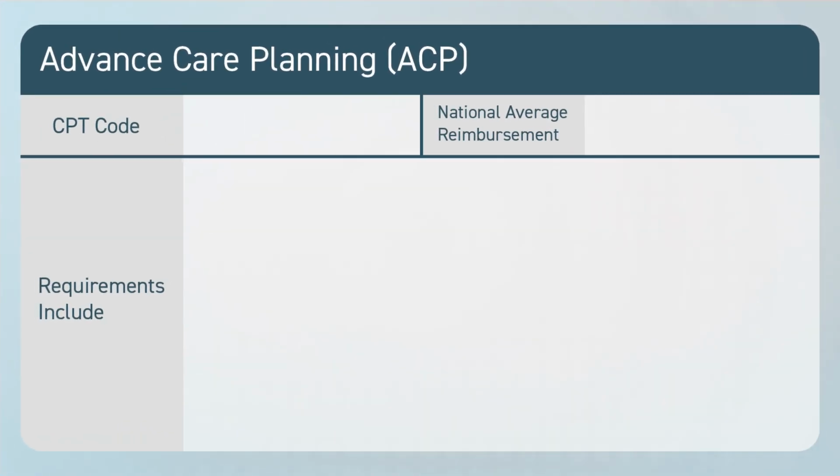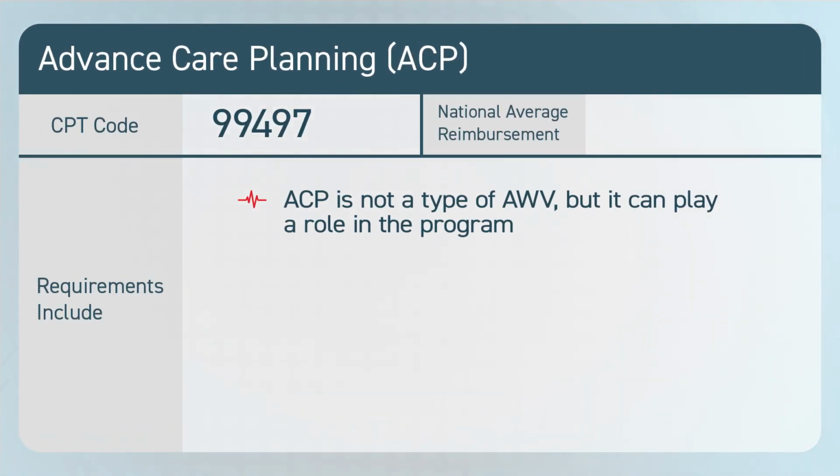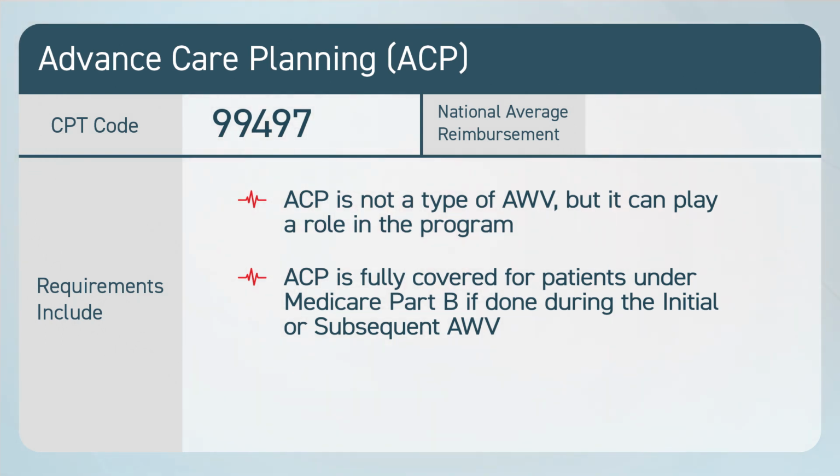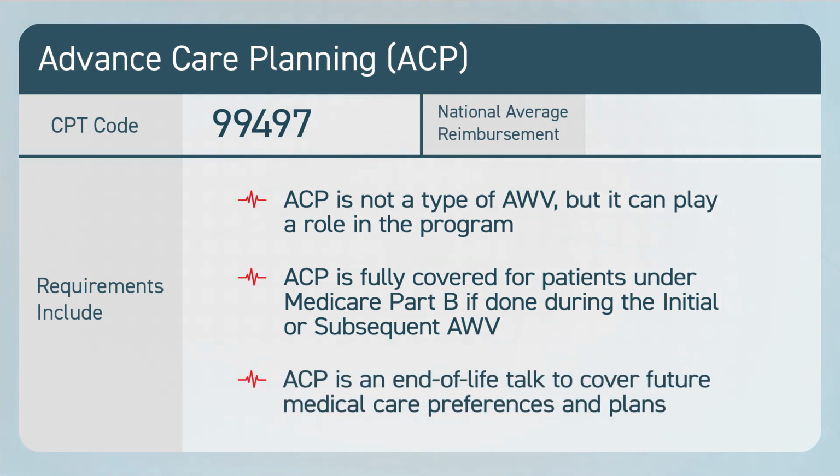Now, let's look at the Advanced Care Planning CPT code 99497. It's important to note that Advanced Care Planning is not a type of AWV, but it can play a role in the program during the initial and subsequent AWV. ACP is fully covered for patients under Medicare Part B if conducted during the initial or subsequent annual wellness visit. Basically, ACP is a formal process to understand your patient's preferences for future medical care. It's a great opportunity to create a plan for end-of-life care and power of attorney options.